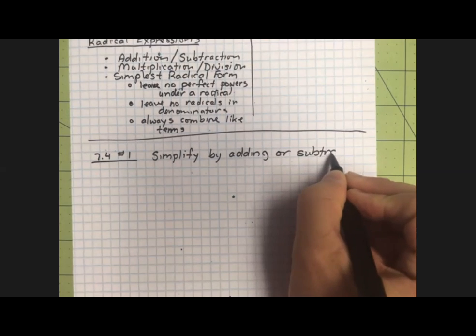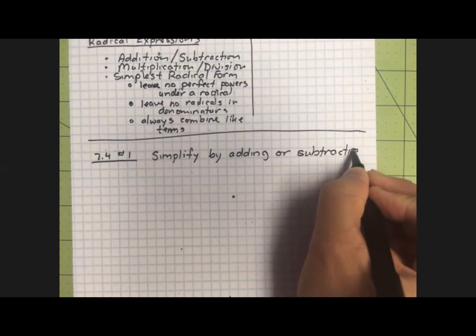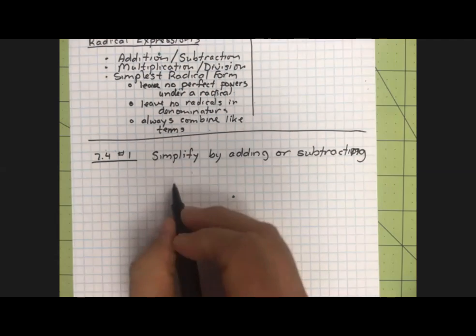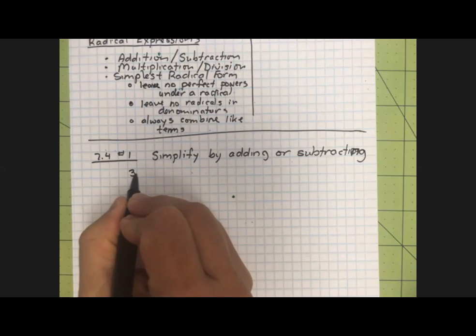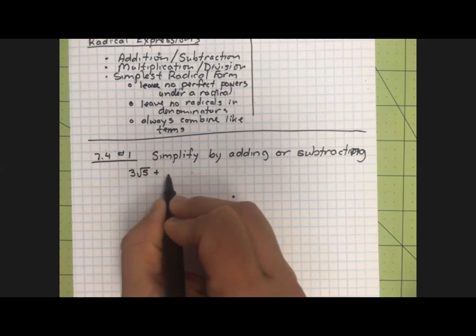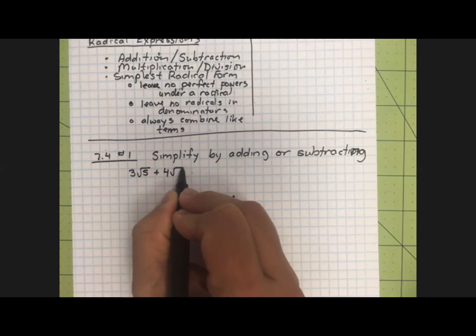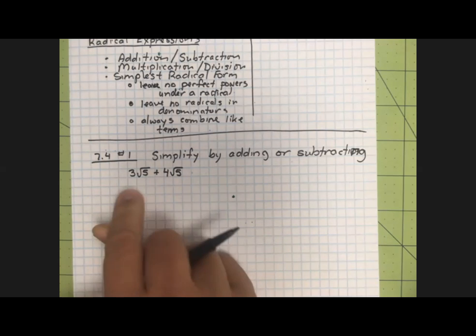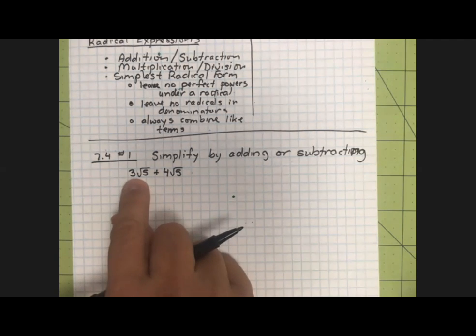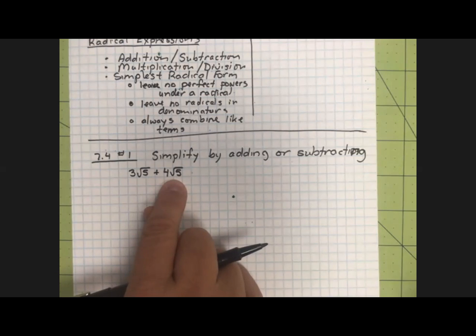So all the problems in this section, he's first asking you to add and subtract these expressions. So if I said to someone, simplify 3 times the square root of 5 plus 4 times the square root of 5, it'd be literally like saying I have 3 apples plus 4 apples. I've got 7 apples. I got 7 of these things called the square root of 5.